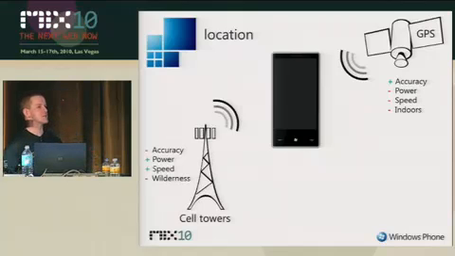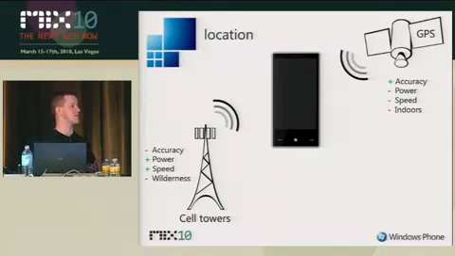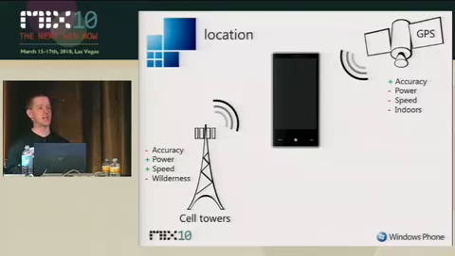So the next thing is we can use cell tower triangulation. And cell tower has a different set of attributes. The accuracy isn't so good, maybe a few hundred meters, maybe a few kilometers in certain places. But it uses the cell radio, and the radio is typically already on, so it's not using any more power than using the phone by itself. And it's also very, very quick, because again, the radio is already on, you already know what towers you're associated with.